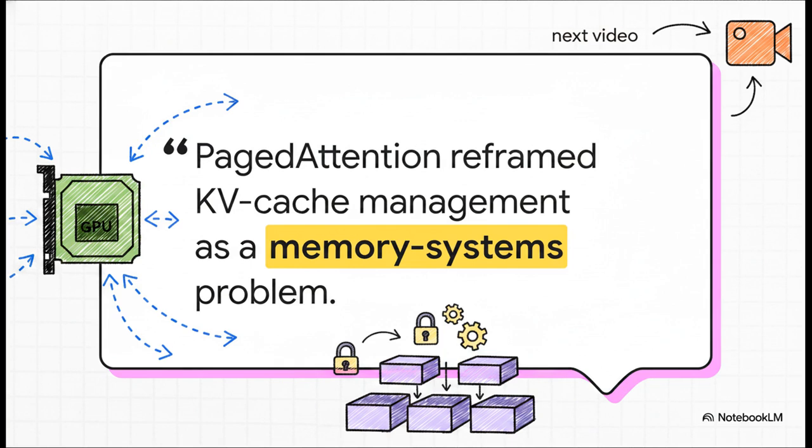If adopting a 50-year-old operating system trick unlocked a 20x speed-up in AI inference, what other foundational computer science principles are just waiting out there to revolutionize the next generation of hardware?